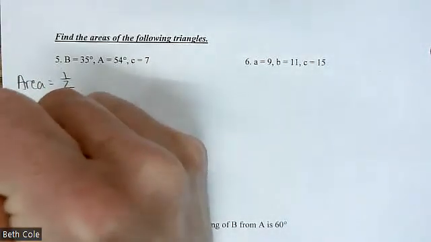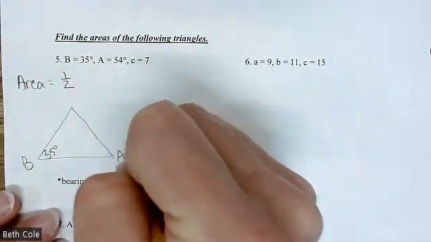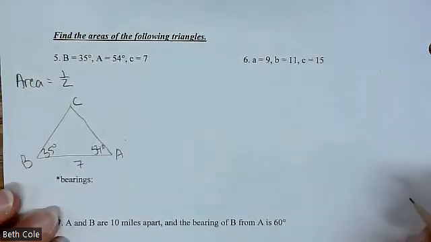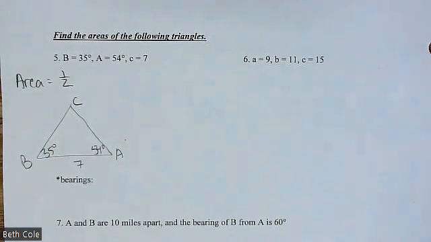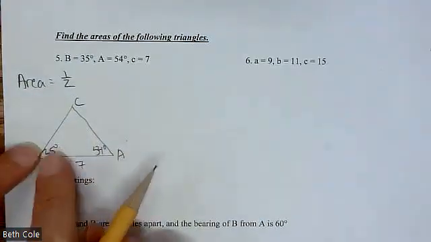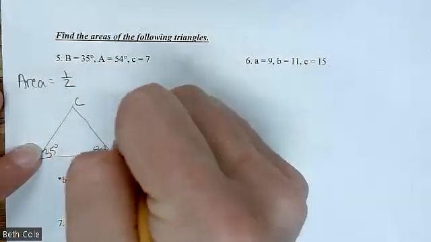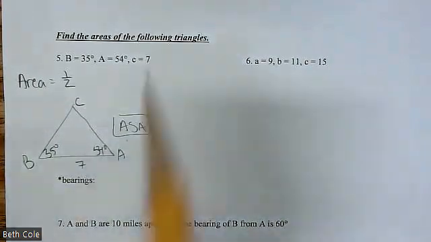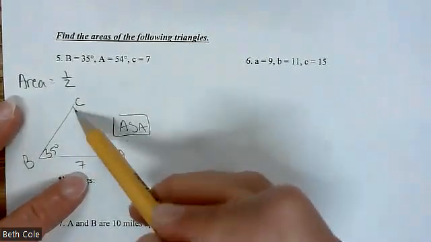All right, B is 35. A is 54. C is 7. So that's side angle side. Oh, no, wait, that's not side angle side. It's angle side angle. That's just law of sines. Okay, so I just need another side. It doesn't actually matter which one. I just need a side across from an angle.